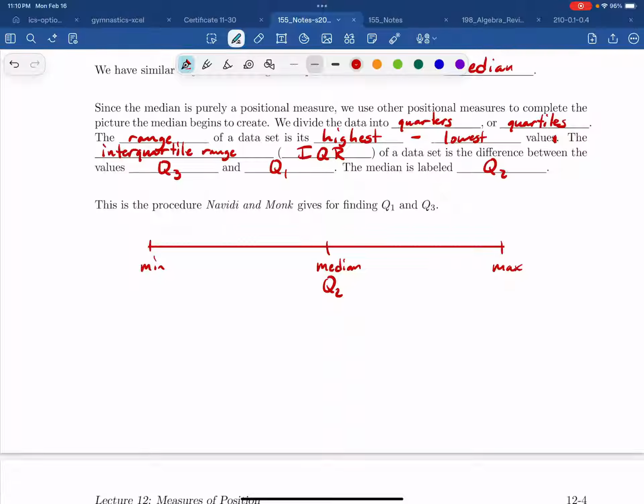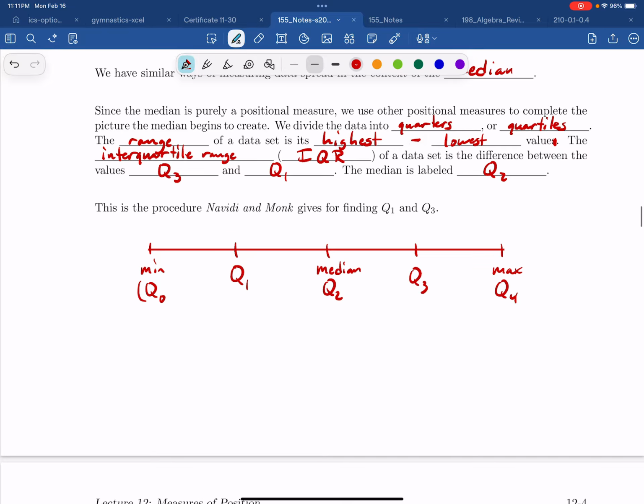Why do we call this Q2? Well, because we further divide our data into quartiles. Okay? And technically speaking, you could consider the min to be Q0, and you could consider the max to be Q4, if you wanted. You never really hear these. I've never heard this, really. But I have heard Q2 be referred to as the median. Okay?